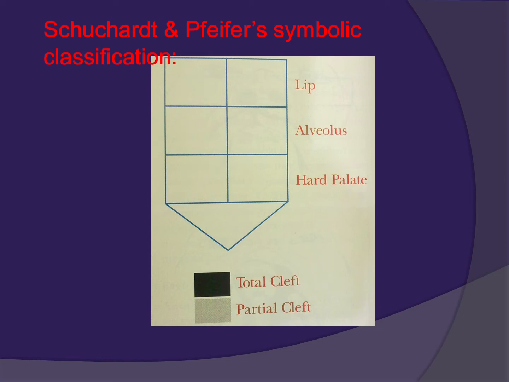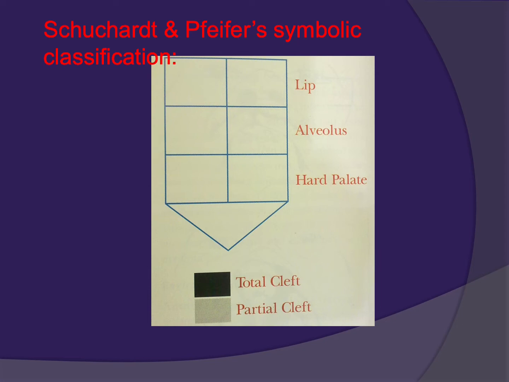The next one is, I'm not sure how to pronounce it, the Sutured and Preferred symbolic classification. So in this classification, they make use of a chart made of a vertical block of 3 pairs of rectangles with an inverted triangle at the bottom. The inverted triangle represents the soft palate, while the rectangles represent the lip, alveolus, and the hard palate as we go down. Areas affected by cleft are shaded on the chart.